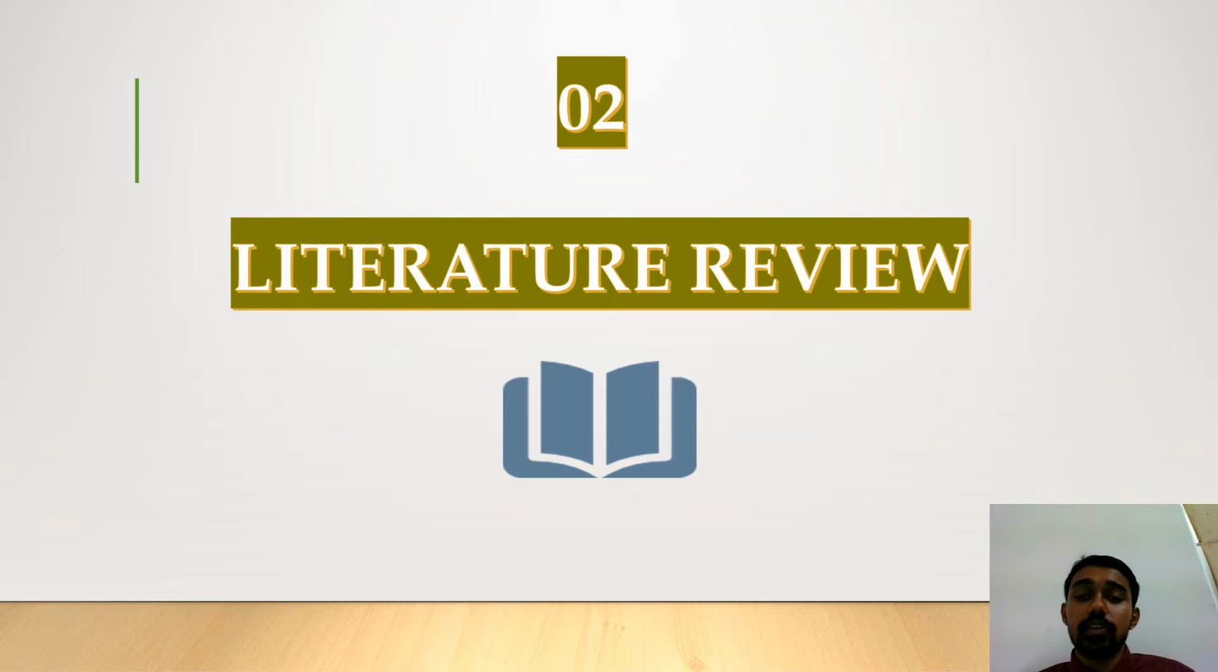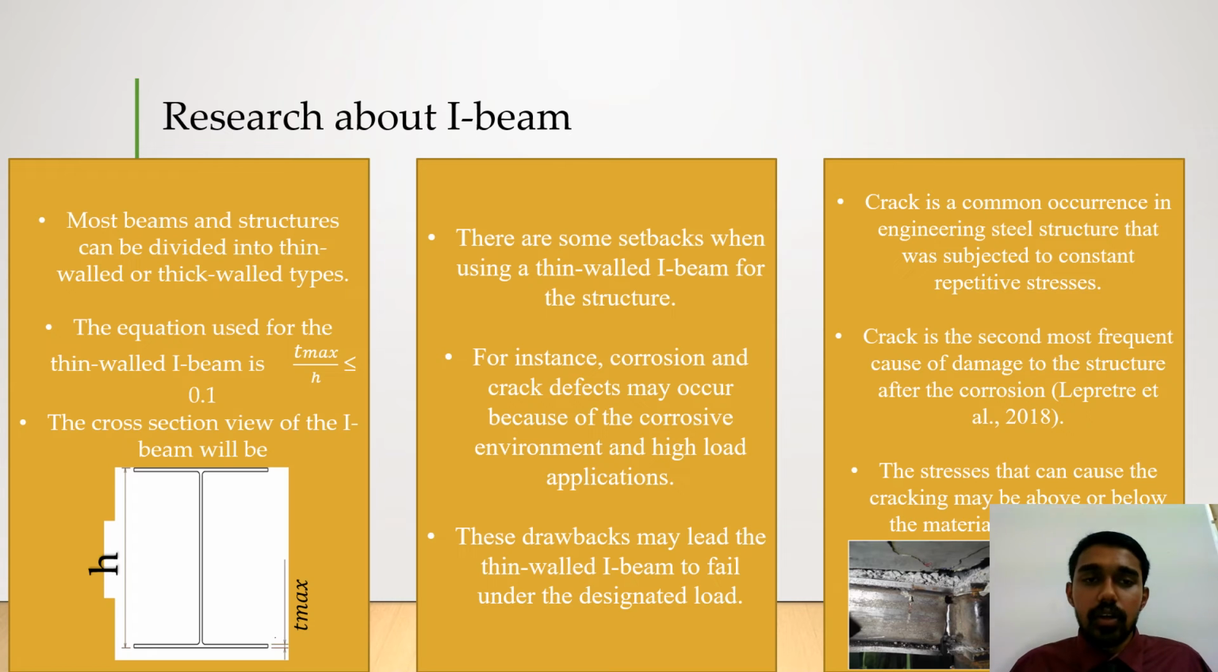Let's see the literature review for my project. The research I took for my literature review is about I-beam. The first thing I'm going to talk about is types of beams. Most beams and structures can be divided into thin wall or thick wall types. This is separated by their web thickness or flange thickness.